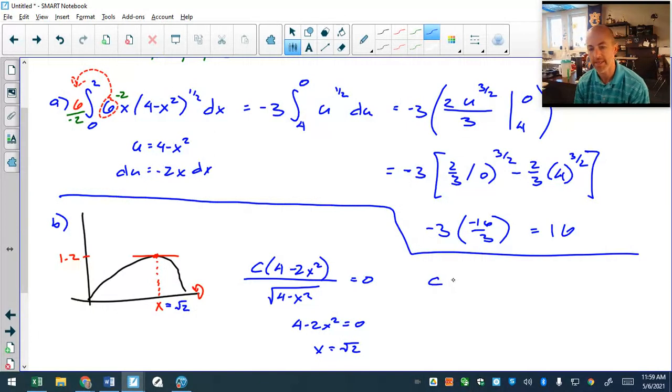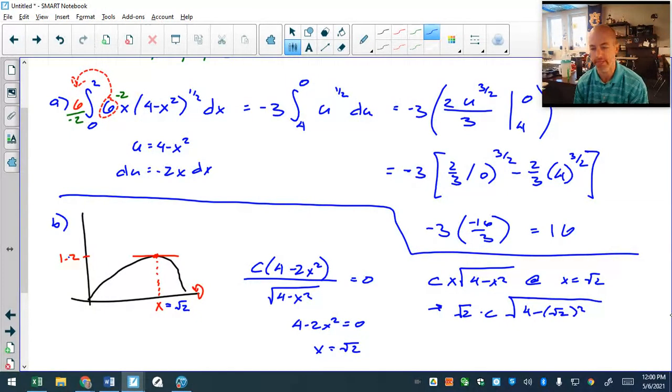Okay, so my function for the radius is c x times the square root of 4 minus x squared. But we do know that x is the square root of 2. At x equals square root of 2, that's going to give me the square root of 2 times c times the square root of 4 minus the square root of 2 squared. I'll plug it all in. So 4 minus the square root of 2 squared. That is supposed to give me a radius, a distance, of 1.2.